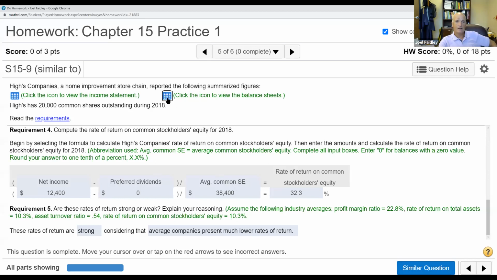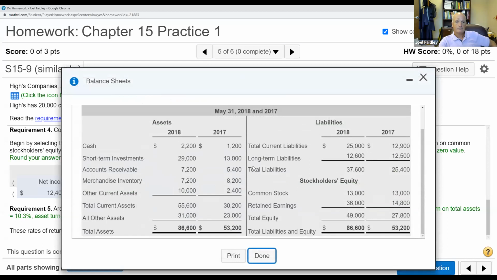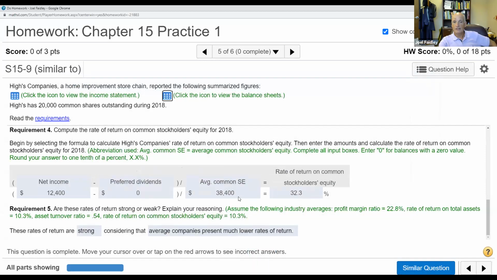So let's click on that. How do we get that? All right, so there is no preferred, so that makes it easy. So if you take 49,000 and 27,800, if you add those two together and divide by 2, you're going to get 38,400.